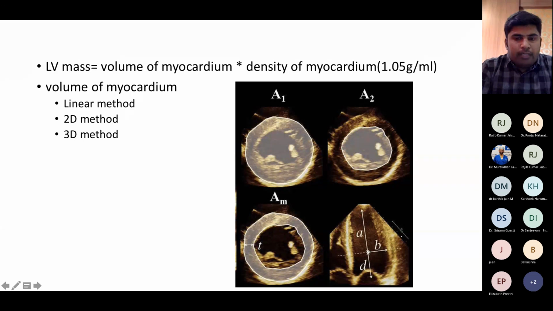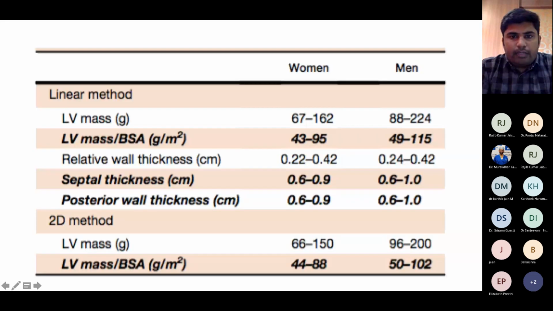This volume of epicardium and LV cavity can be measured by three methods: either the linear method, the area-length method, the biplane Simpson's method, or 3D automated methods. So this is the normal value for linear method LV mass measurements. The upper value for female is 95, while for male is 115 gram per meter square. If the mass is more than the normal reference range, then we can say that the myocardium has undergone hypertrophy.